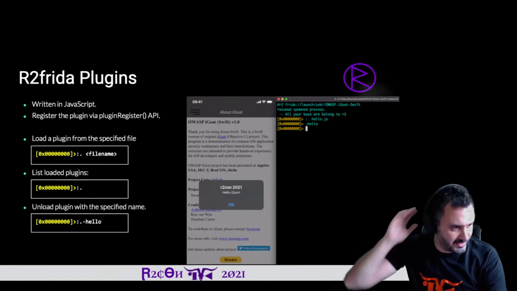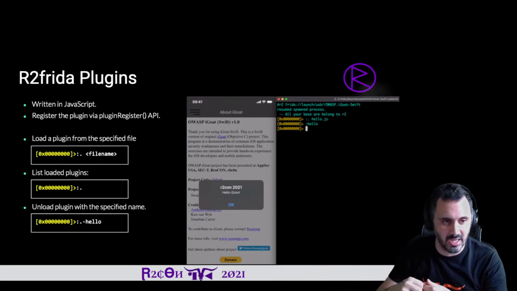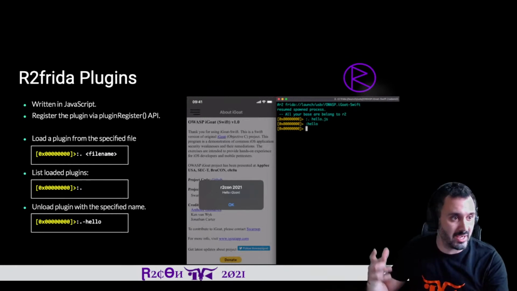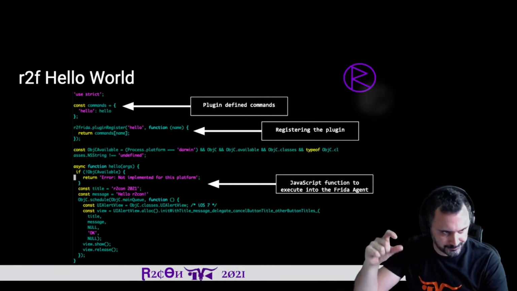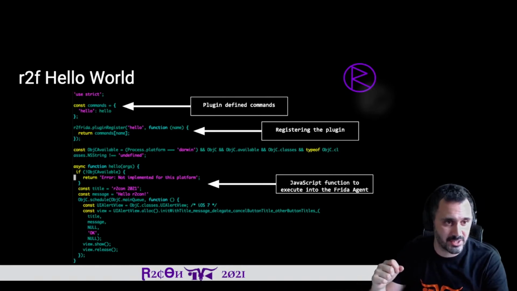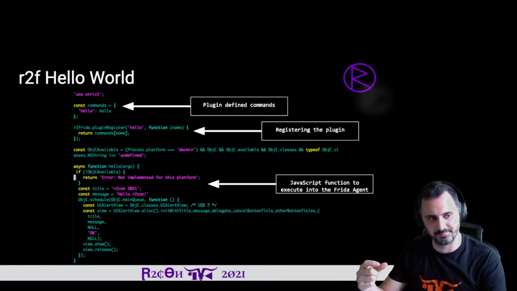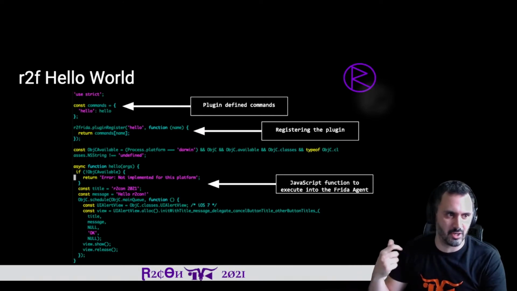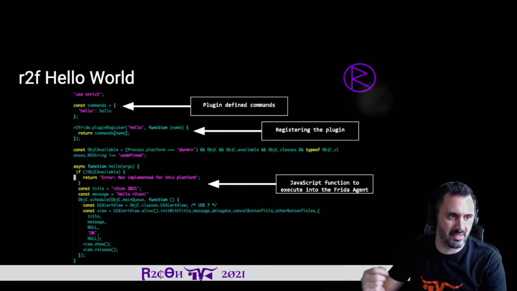In this image, you can see an example of how to implement the typical hello world using an R2 Frida plugin. Here we have the code. It's quite simple and can be used even as a template, because at the beginning you have a hash where the commands are defined. Then we call the plugin register API, using the commands structure as a parameter to register the plugin, and then we have all the functions that are called when the command is used.